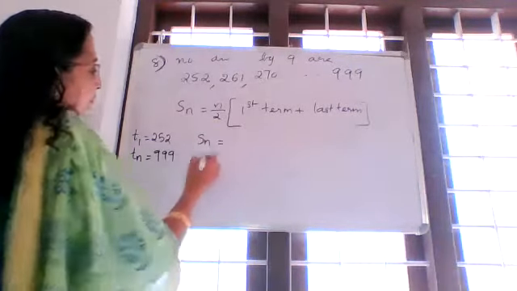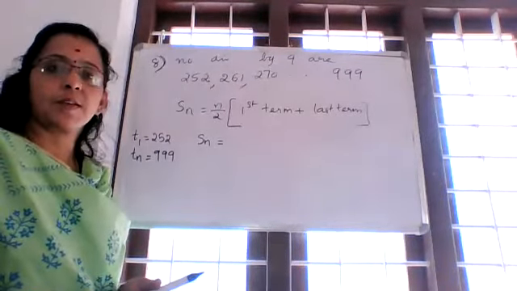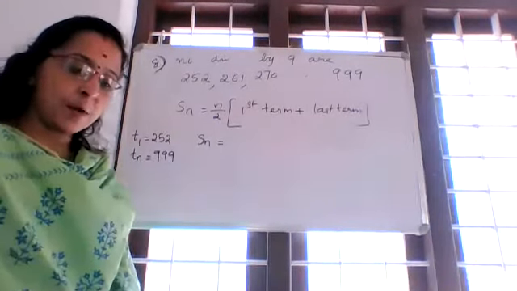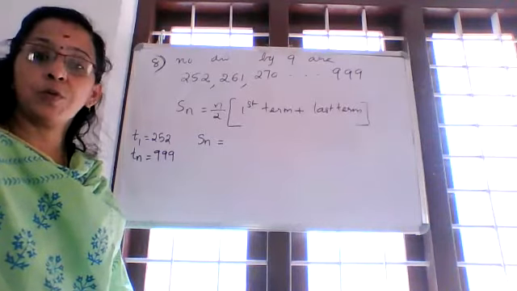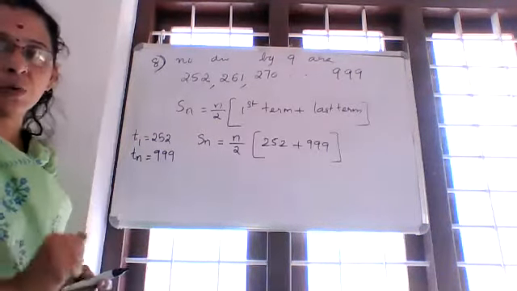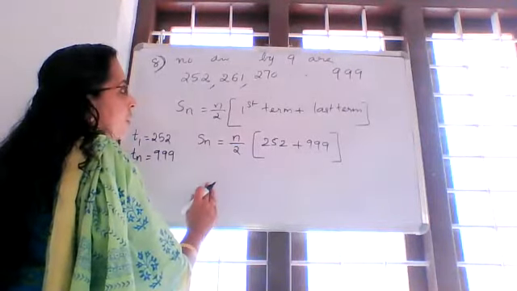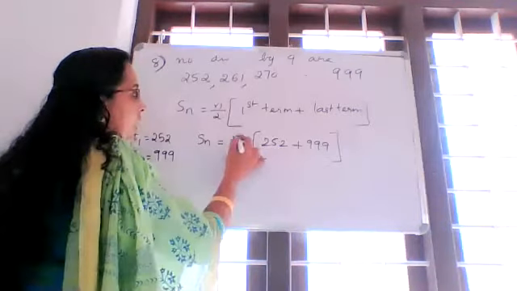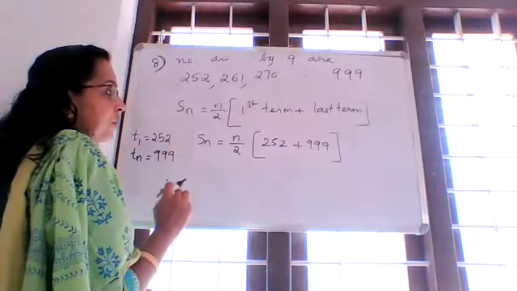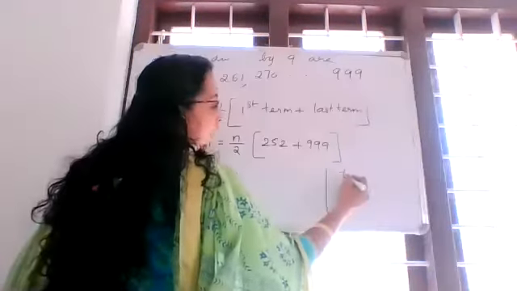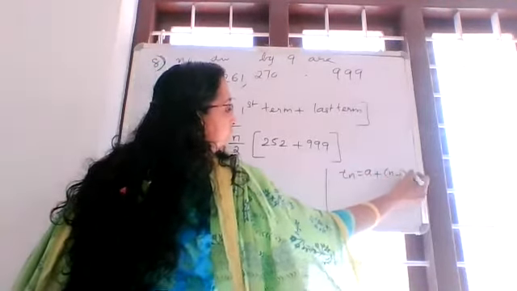What about n? Find the sum of all natural numbers. So how many numbers will be there? That we don't know. We want to find out. n we don't know. So how can we find n? To find n, we have the formula Tn is equal to a plus n minus 1 into d.